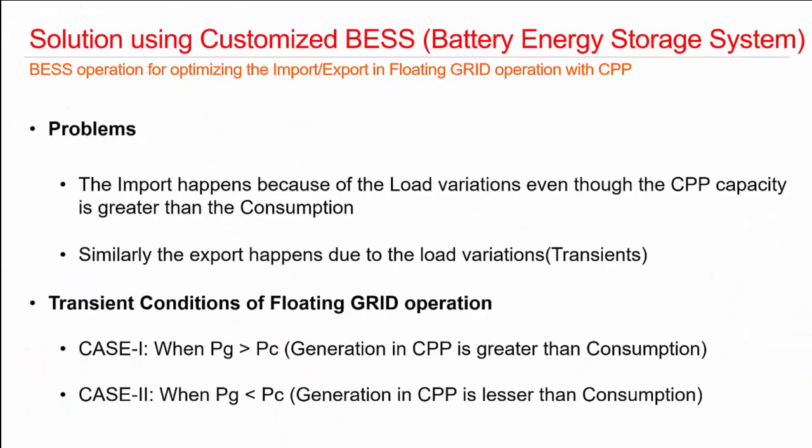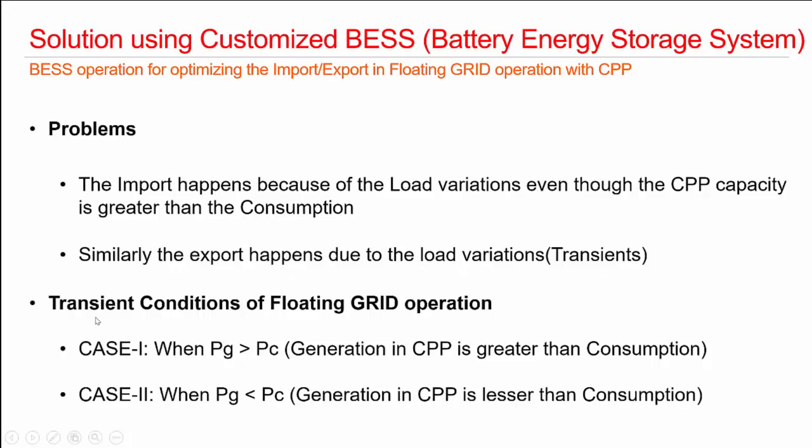Solution using customized BESS, battery energy storage system. BESS operation for optimizing the import-export in floating grid operations with CPP. Now the problem with floating on grid operations is that the import happens because of the load variations, even though the CPP capacity is greater than the consumption, as we discussed. Similarly, the export happens due to the load variations, that is because of the transients.